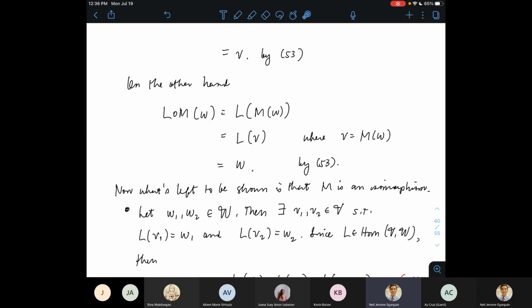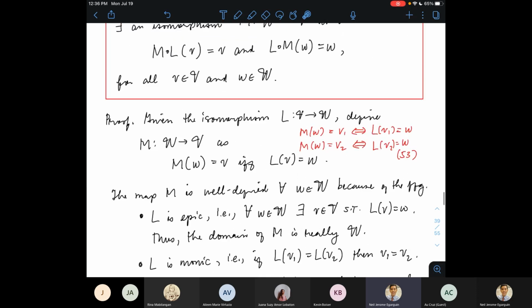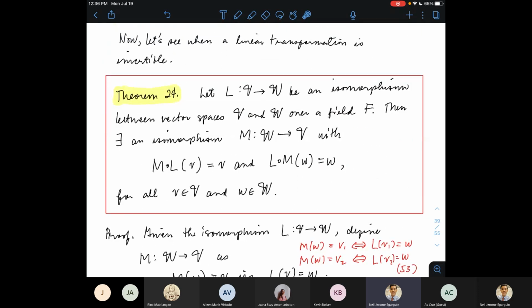So we defined M rather cleverly. That's how we forced L circle M and M circle L to be the identity maps in the respective vector spaces. Okay? So we have proven that M is well-defined and that M satisfies this condition. Now, what's left to be shown is that M is an isomorphism.